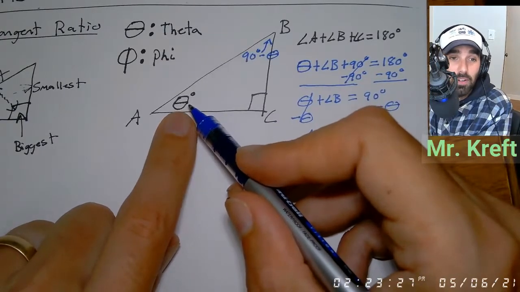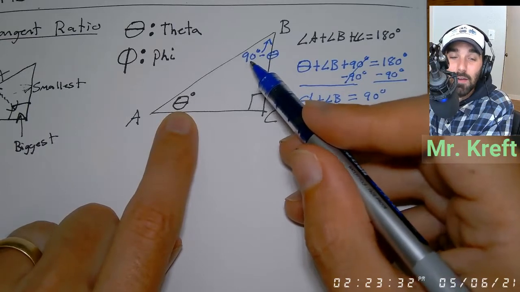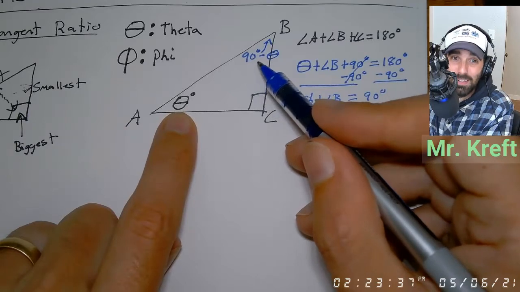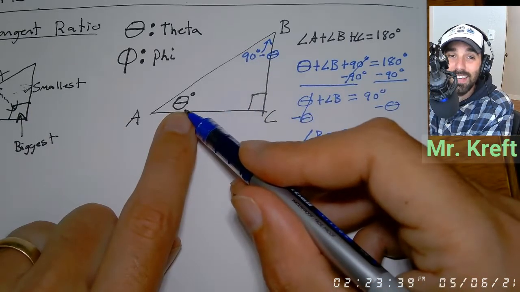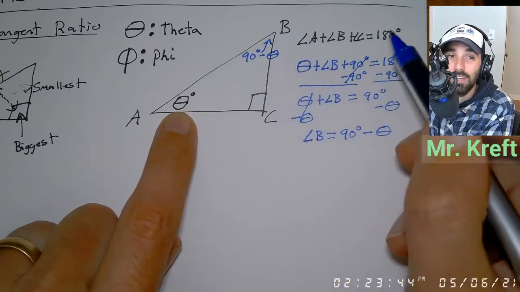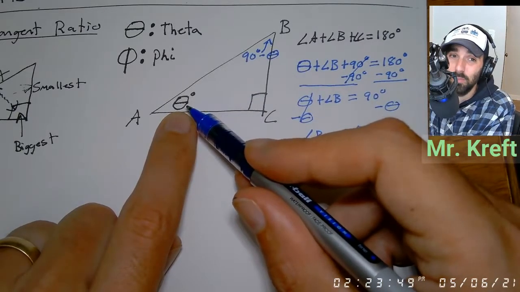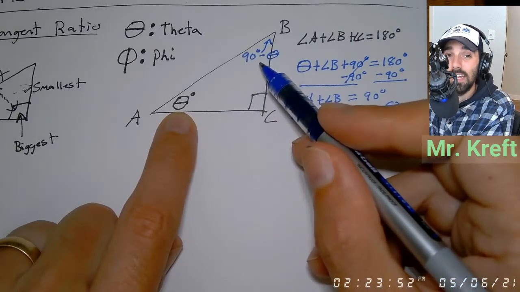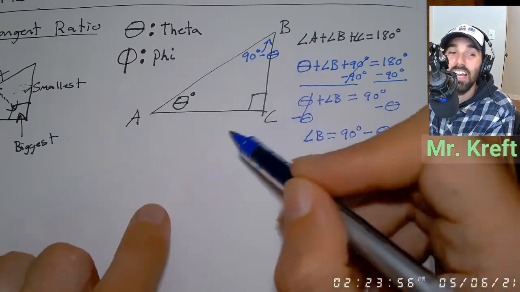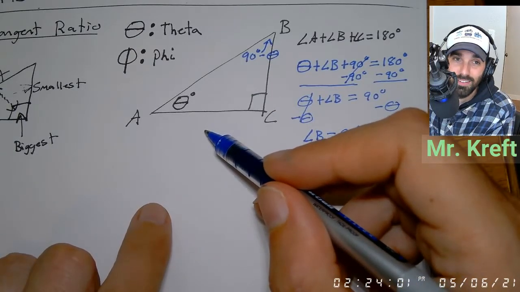What's really interesting about this is, check this out. Let's say theta gets smaller. Well, then this side gets smaller. But now we're going 90 minus something smaller, so this angle is going to be bigger. As this angle gets smaller, this angle has to get bigger because they have to add up to 180 degrees. So if one angle is getting smaller, the other angle is getting bigger, and if one side is getting smaller, the other side is getting bigger.